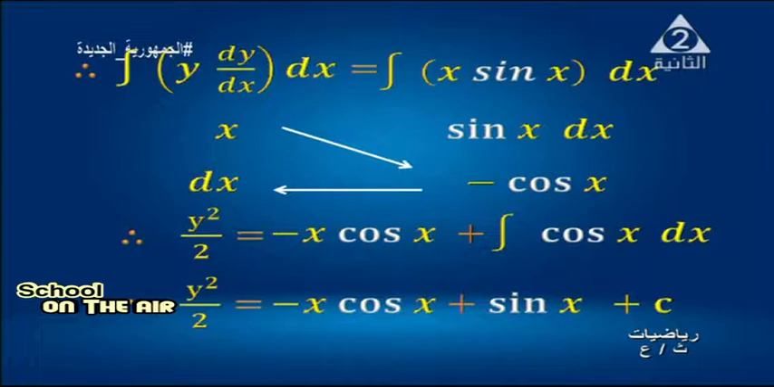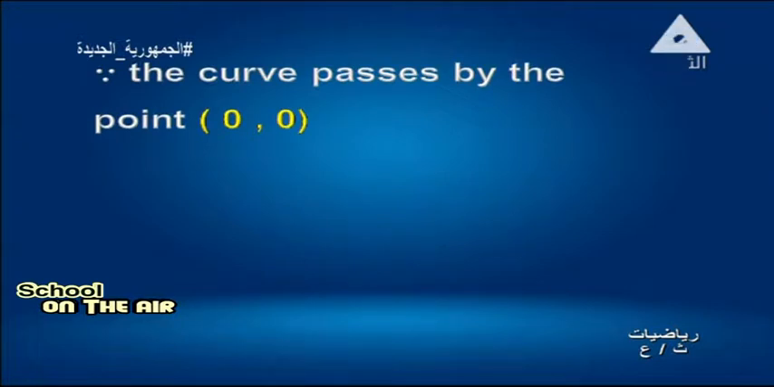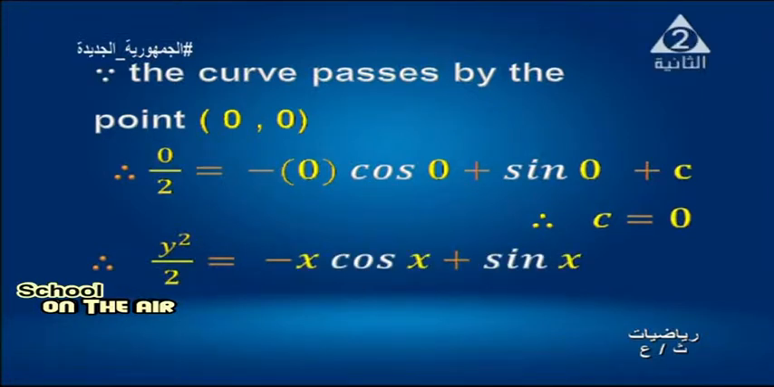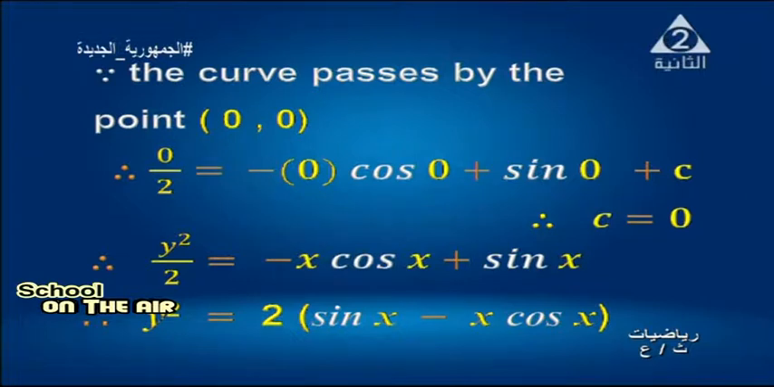What is the value of c, the constant c? Since the curve of the function passes by the point 0, 0, then 0 over 2 equals negative 0 cosine 0 plus sine 0 plus the constant c. Then the constant c equals 0, and the function y power 2 over 2 equals negative x cosine x plus sine x plus 0. Multiply both sides by 2, then y power 2 equals 2 multiply between two brackets sine x minus x cosine x.